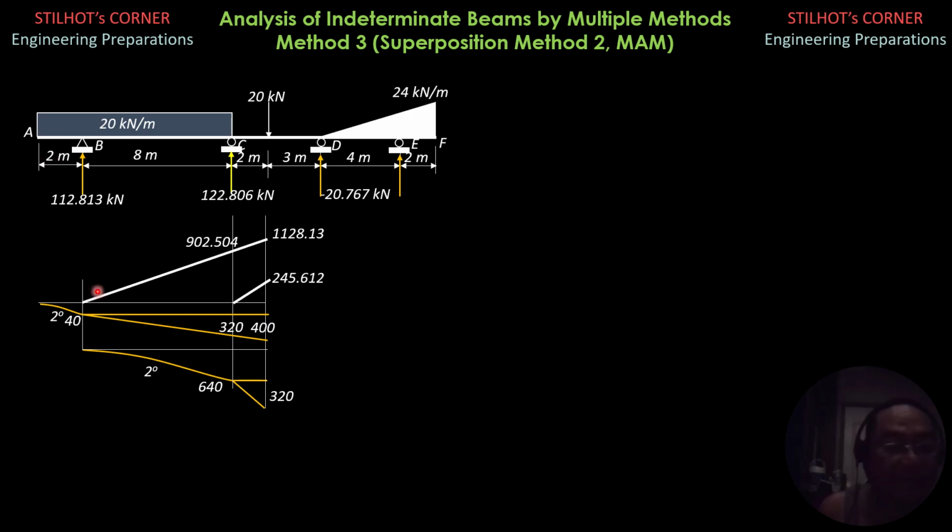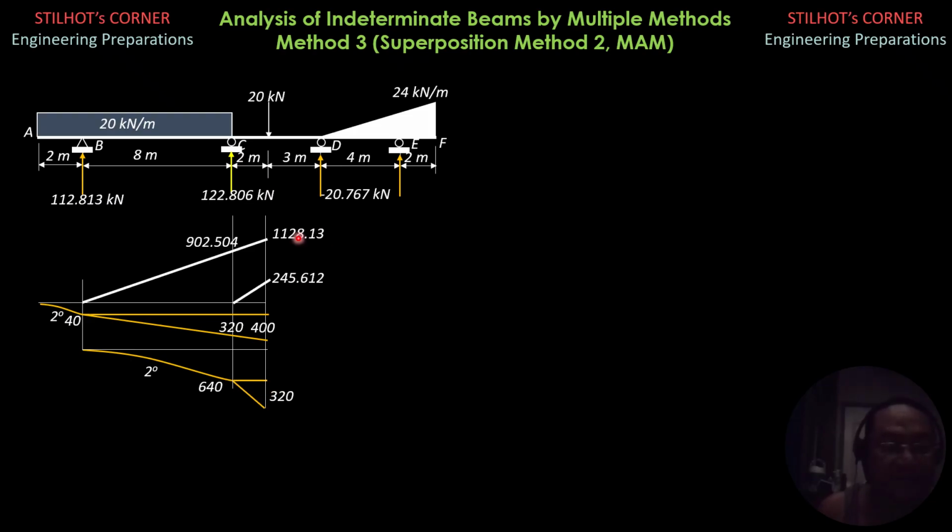Then for this loading, just like before, we just copy. And for 40 times 8, 320, 40 times 10, 400. Moment of this uniform load, second degree 640. Then copy. Then imagine that there is 8 times 20, 160 here. 160 times 2, so we have additional 320.